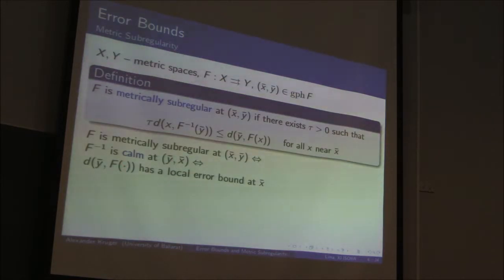So it looks like this can be considered as a particular case of error bounds, but unfortunately, as I mentioned a few minutes ago, the existing criteria of the well-developed theory of error bounds cannot be applied directly for characterizing this property, because this function, this is one of the reasons, is not in general lower semicontinuous.